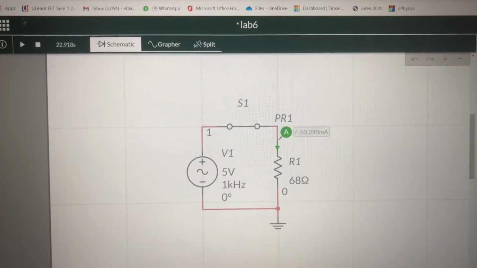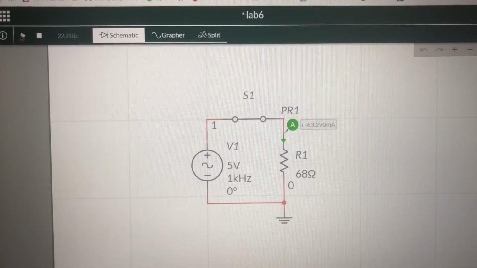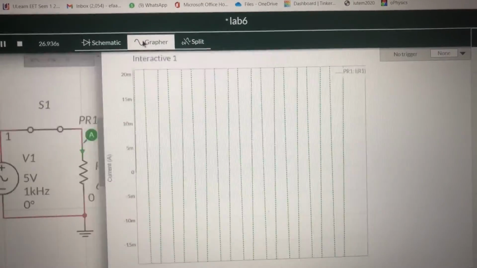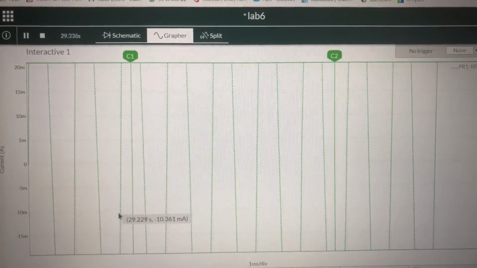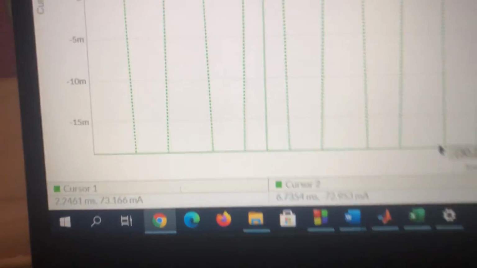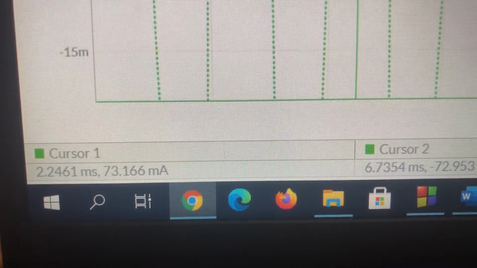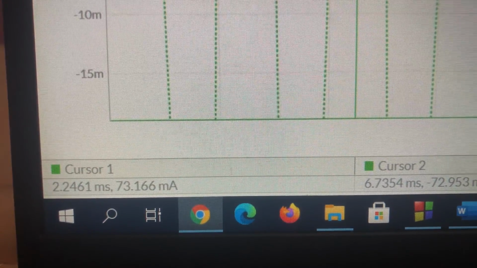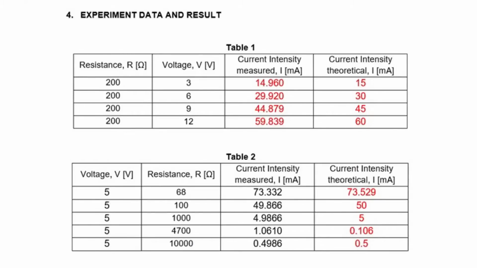Okay, the next step is we need to run the simulation and look at the grapher. So I can find that my current for this circuit is 73.166 milliampere and put it in my table. For table 2, I just changed the resistance value because the voltage value needs to be the same for all the circuits, 5 volt. So this is my value for current intensity.